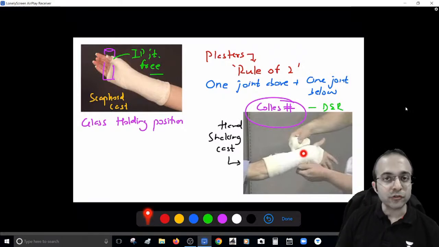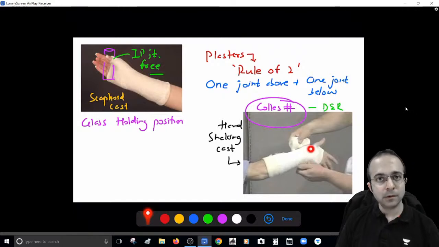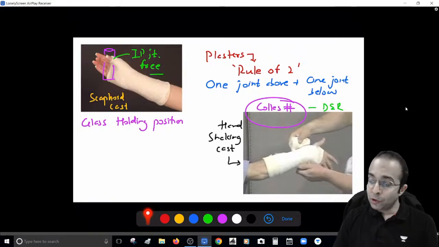So the fracture is in the radius, and the wrist is immobilized. But can you see the whole thumb free? Because from the radius we have gone distal by one joint, the wrist. So why involve the thumb? Now in scaphoid, the wrist has a fracture, so we have immobilized the carpometacarpal joint of the thumb. We have gone one joint above.